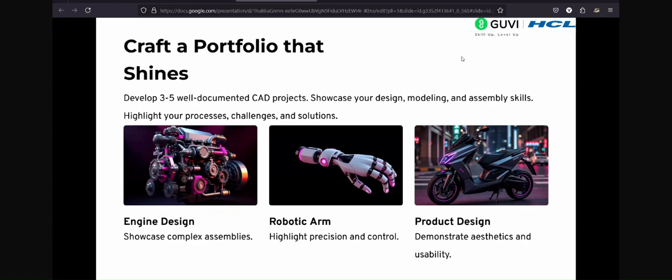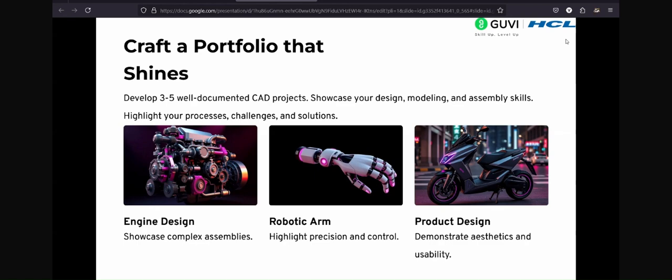In the portfolio you can go with this sequence: what was the problem, what was the solution for that, what you did, and your result, right? In this way you can highlight the images also from first to last. Here you can see there are three images which I have placed in the slide: engine design, robotic arm, and one automotive design. Okay, so what do these three images basically highlight?